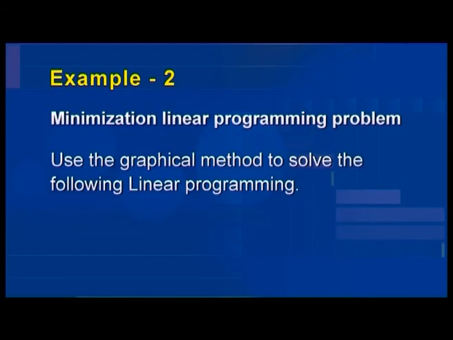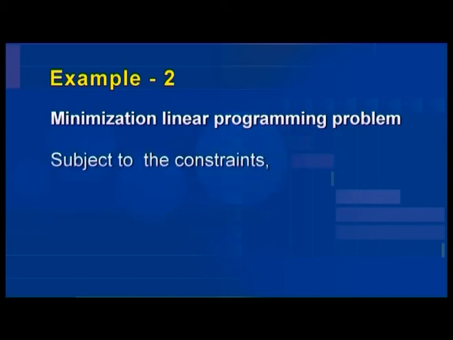Minimization linear programming problem. Use the graphical method to solve the following linear programming problem. Minimize Z = 3x1 + 2x2, subject to the constraints 5x1 + x2 ≥ 10, x1 + x2 ≥ 6, x1 + 4x2 ≥ 12, and x1, x2 ≥ 0.